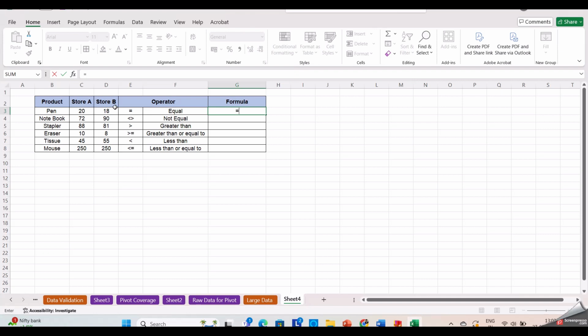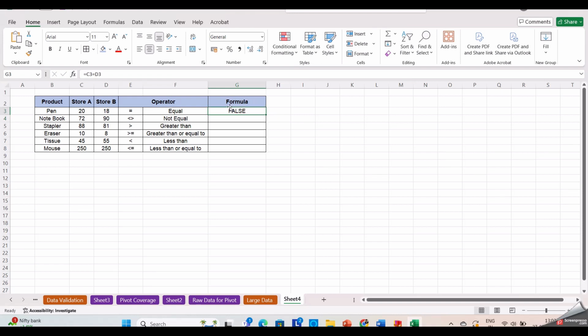Now I will select the price of pen in store A and in store B, then I will compare it. Now I am using the formula, that is equals price of pen in store A, then again equals, then I am selecting the price of pen in store B. Now I am clicking on enter. Here you can see we have got the result as false.